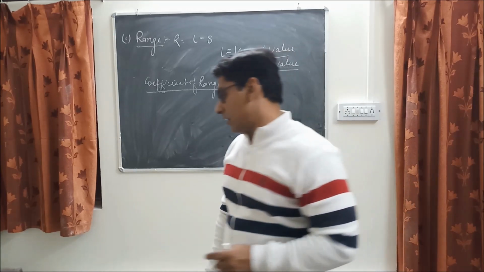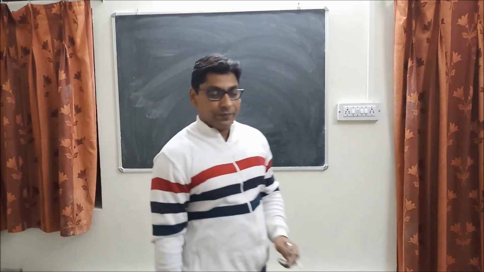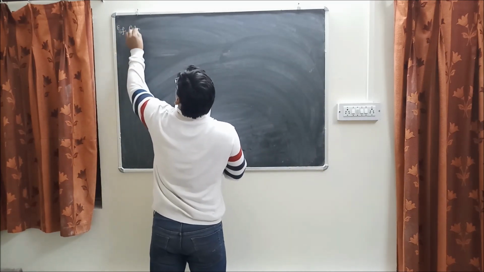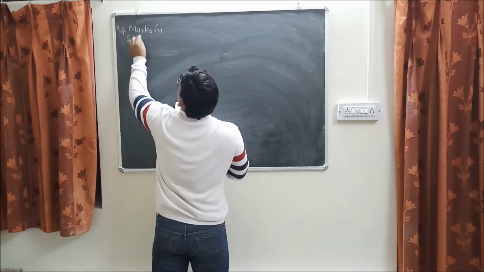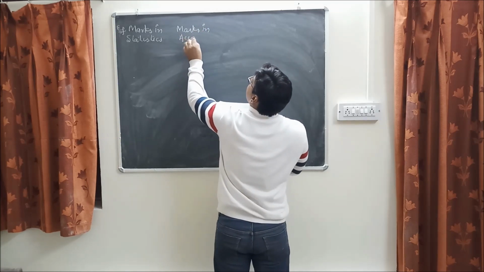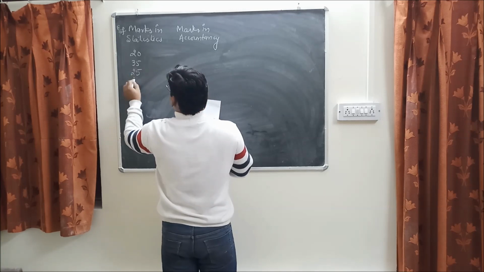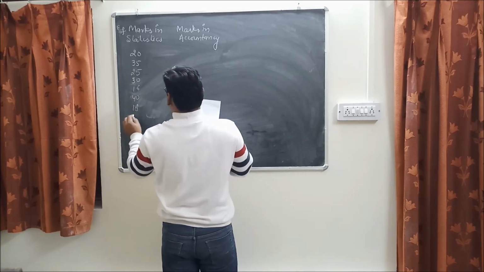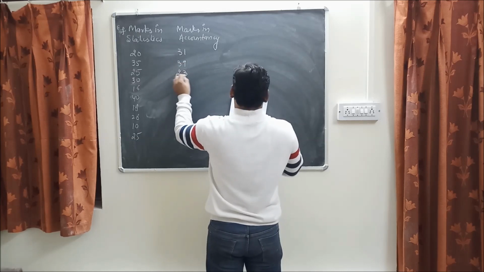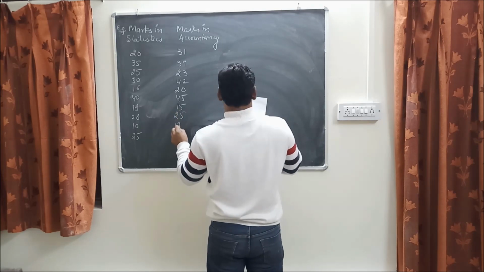Now let us see this with an example. We have a data of two series. Marks in statistics and marks in accountancy. 20, 35, 25, 30, 16, 40, 18, 28, 10 and 25. 31, 39, 23, 42, 20, 45, 15, 25, 19 and 24.